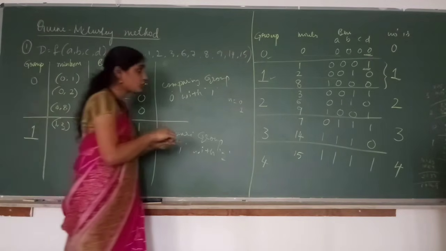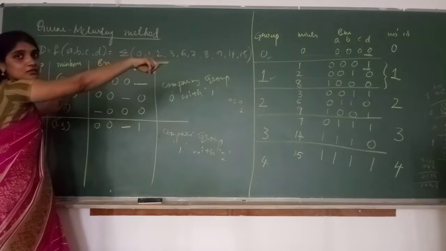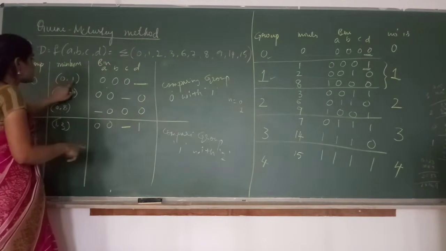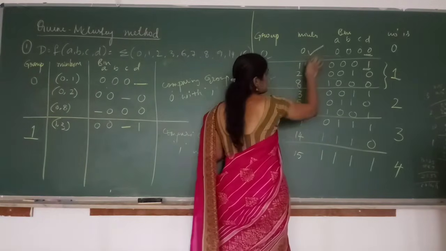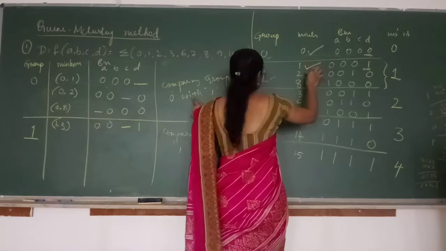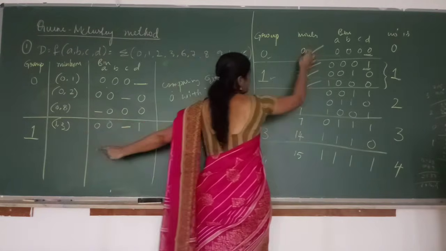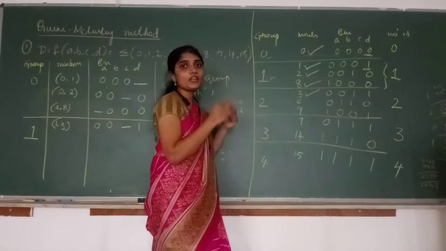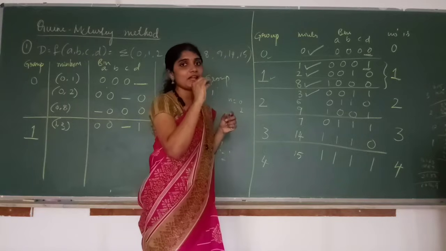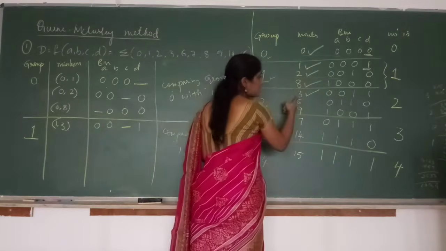So 1 and 3 we have grouped. And most important, I forgot to tell you, once you group it, you need to tick in the previous table. Now we have grouped 0, 1, 0, 2, 0, 8. So when you group 0, you just tick. In the next table we have grouped 1 and 3. 1 is already ticked, now you tick 3. Whichever grouping you do, that particular minterm has to be ticked. Why? I will tell you. Okay? So now 1 with 3, you are done.